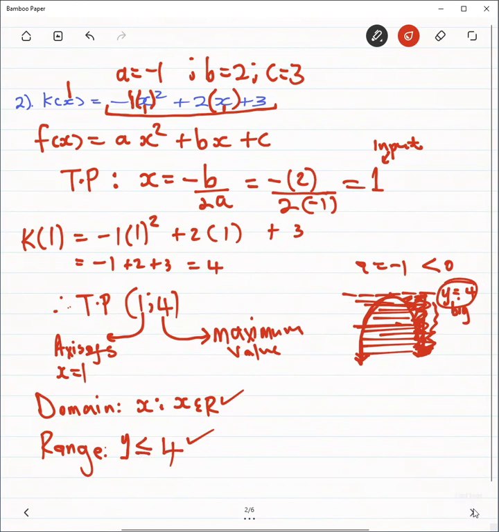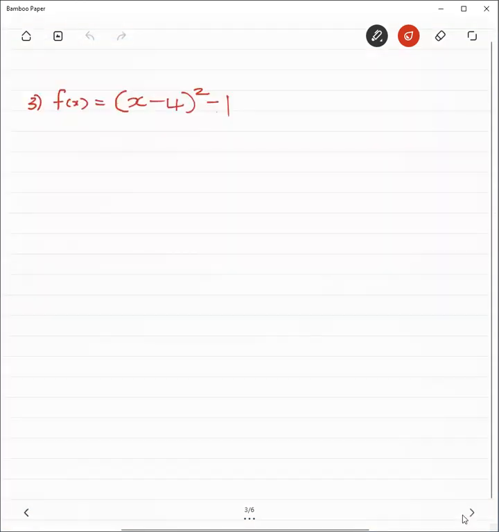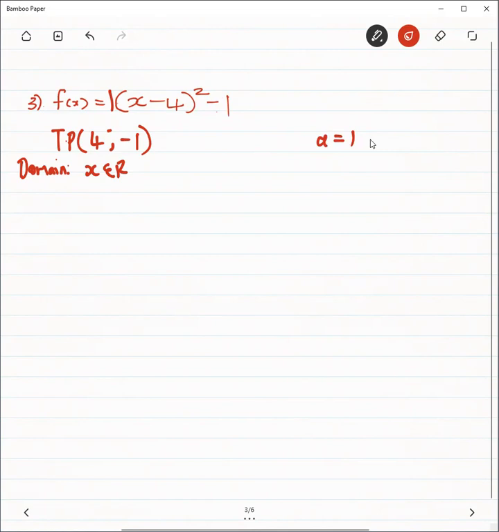Okay, let's go to the next one. I'm going to move fast now because we've already familiarized ourselves with this. So TP, in this case, I suggest you pause the video and try and then look at the solution. So the TP is going to be 4 and -1, I mean. Then here my A is 1, right? So which means my domain will be x is an element of the real numbers because there's no fraction. And then if I see A is equal to 1, which is greater than 0, so I'm facing up.